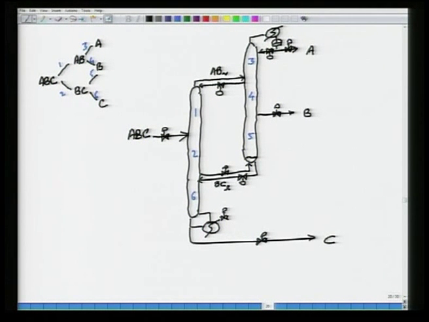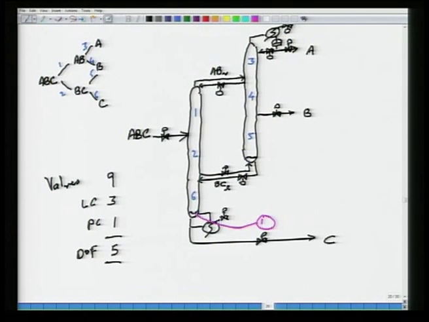So, again if I count, well, there is a valve here. There is a valve here for pressure control. So, if I look total number of valves excluding the feed, 1, 2, 3, 4, 5, 6, 7, 8, 9. Again total number of valves is 9. 3 levels are to be controlled, 1 pressure is to be controlled. Degrees of freedom again comes out to be 5.